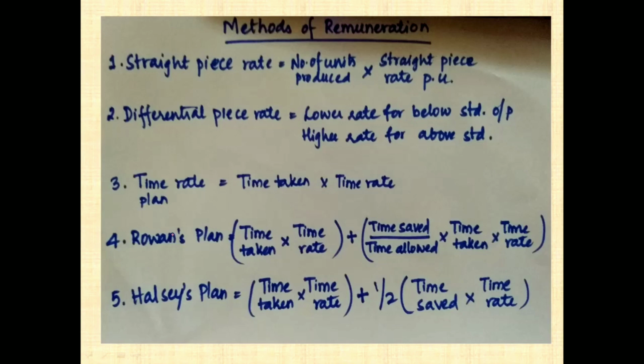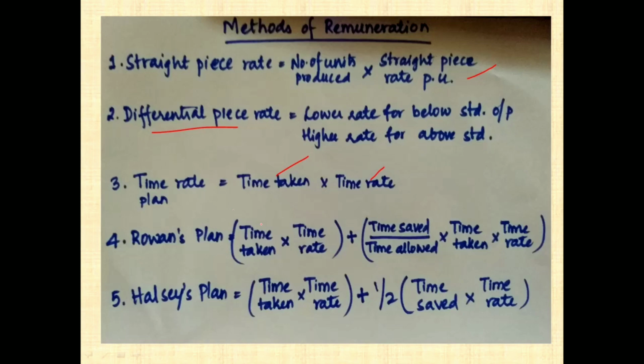So what were the other plans which you have studied? One is straight piece rate method, wherein you have to multiply number of units produced into the straight piece rate. Differential piece rate system, which was given by your Taylor, FW Taylor. Lower piece rate for persons who are below standard and higher piece rate for persons who are above standard. Then time rate plan, in which time taken into the time rate is given as a reward.